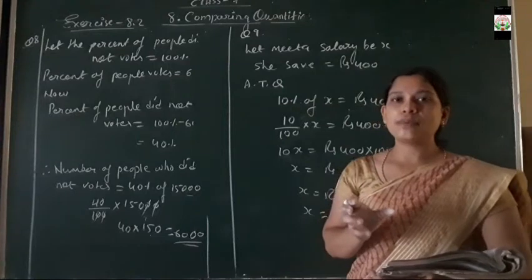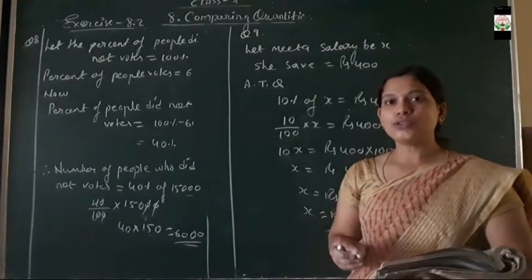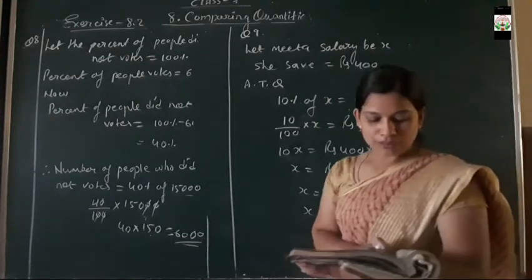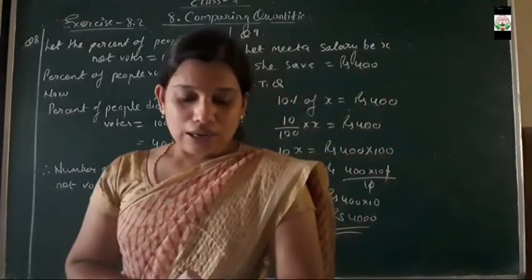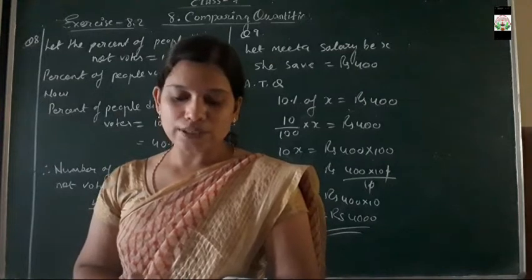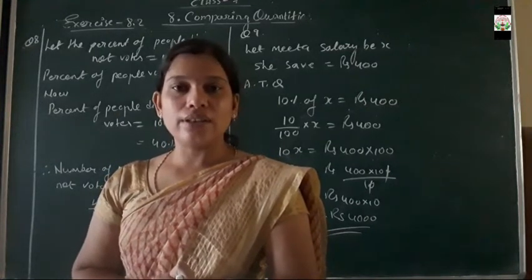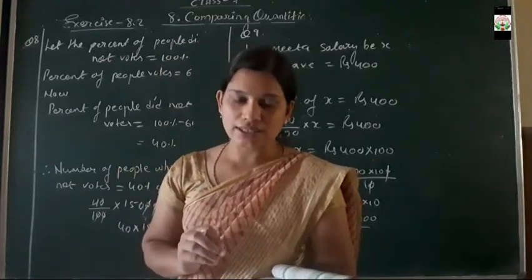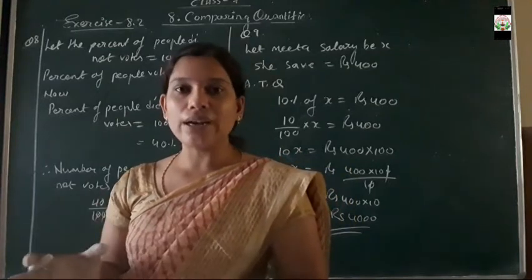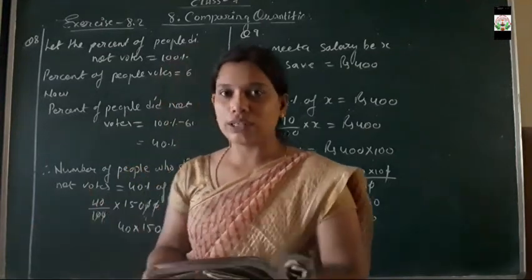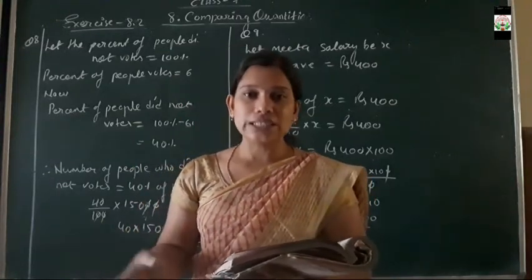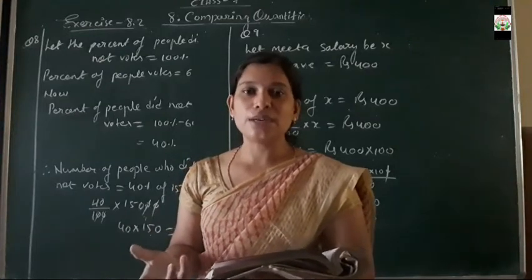Yes students, the video might be dark because the current is not here. Now moving towards question number 10. Question number 10 says that our local cricket team played 20 matches in one season. It won 25% of them. How many matches did they win? Here we are going to find the number of matches they won. 20 matches were played, and out of those 20 matches they won 25%. So we have to find 25 percent of 20 matches.